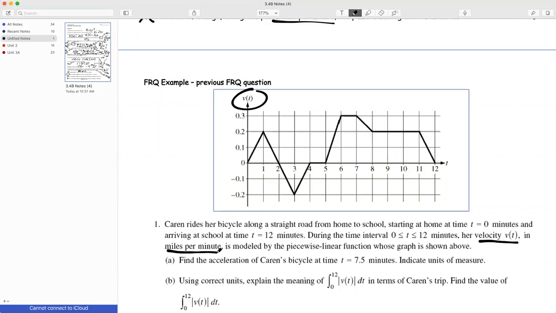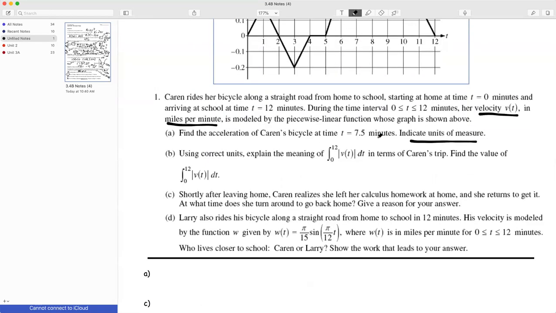Part A says, find the acceleration of Karen's bicycle at time t is equal to 7.5 minutes and indicate units of measure. So I'm going to go out here to 7.5 and put a little dot, and I need to find the acceleration. The acceleration is the what? It is the derivative of the velocity, which I do not have an equation for in this instance. So here I have to find the slope. So I'm going to use this point and this point on my graph and find the slope. Pretty easy. College Board is giving away points, so don't miss slope questions.